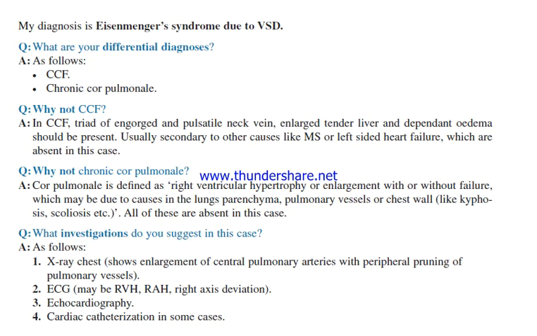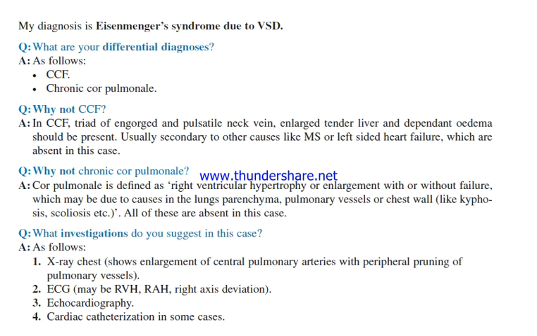Why not chronic cor pulmonale? Cor pulmonale is defined as right ventricular hypertrophy or enlargement with or without failure, which may be due to causes in the lungs, parenchyma, pulmonary vessels, or chest wall, like kyphosis, scoliosis. All of these are absent in this case.